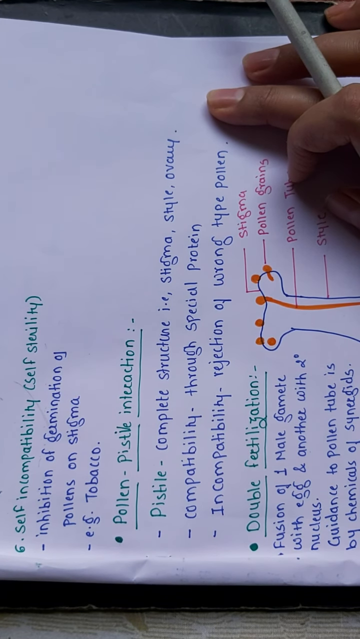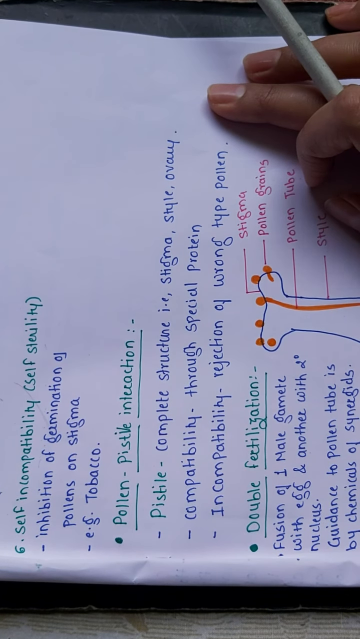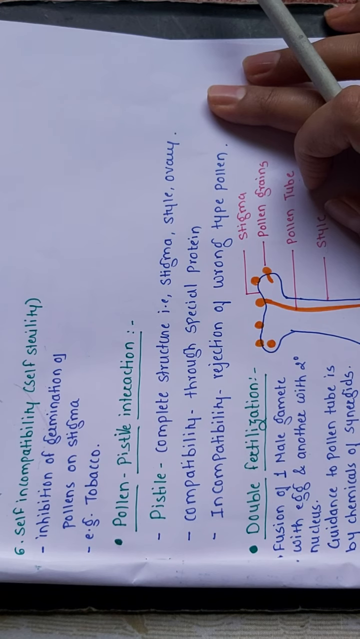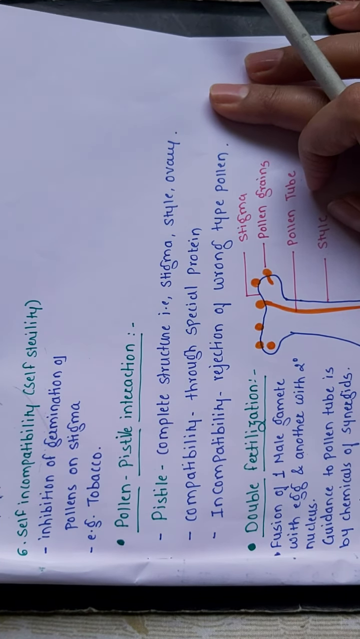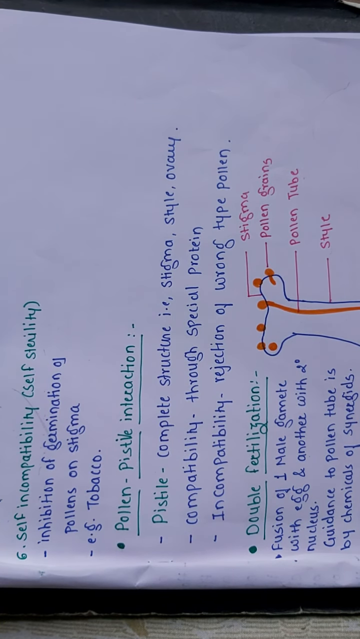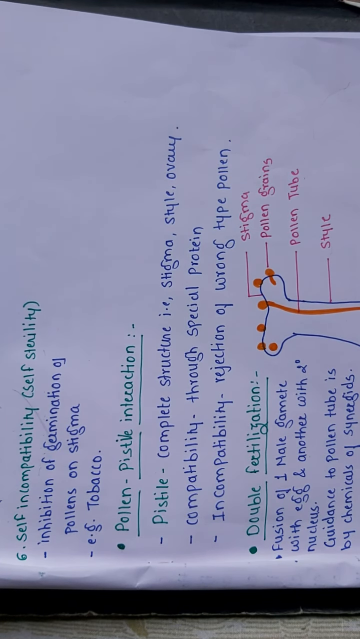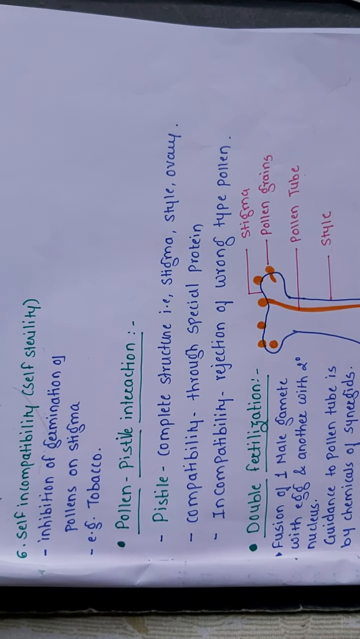Okay, so what is the pistil? It is a complete structure, that is stigma, style and ovary. Combinedly it is known as what? Pistil. Okay, so the interaction of pollen grains with a sporophytic tissue. Sporophytic tissue is nothing but what? Stigma. It begins with pollination and ends with fertilization, and that is nothing but the pollen-pistil interaction, right?